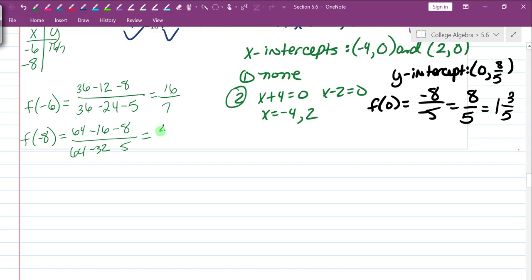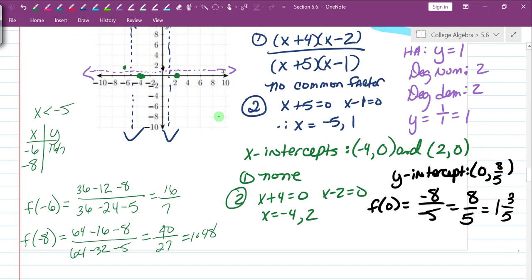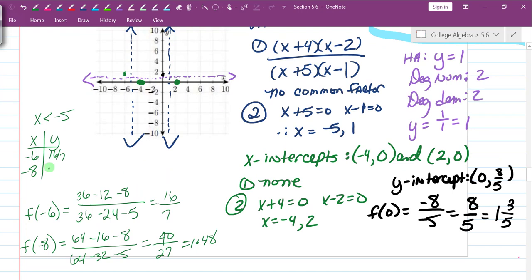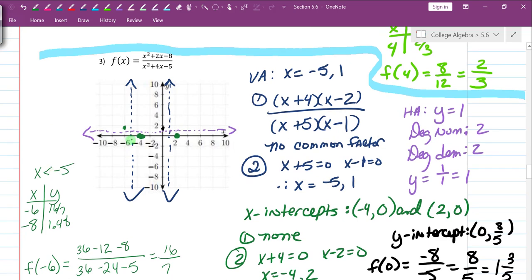And then 64 minus 32 minus 5 is 27. And 40 divided by 27 is 1.48. So this is going to be positive 1.48. So negative 8 and positive 1.48. Yep, it's even closer in here.